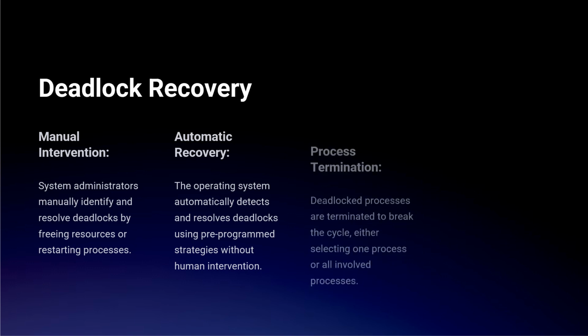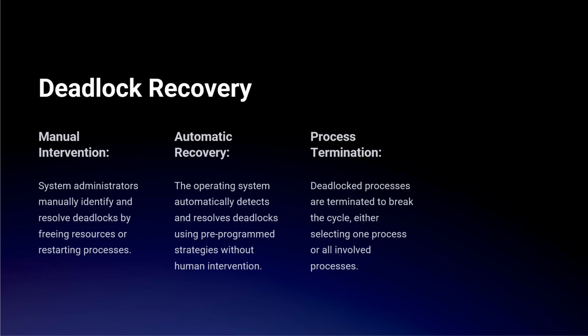Third, process termination. This method involves terminating one or more of the processes involved in the deadlock. The goal is to break the cycle of resource dependency. The system may terminate a single process or all processes that are part of the deadlock to release the resources and allow other processes to proceed.